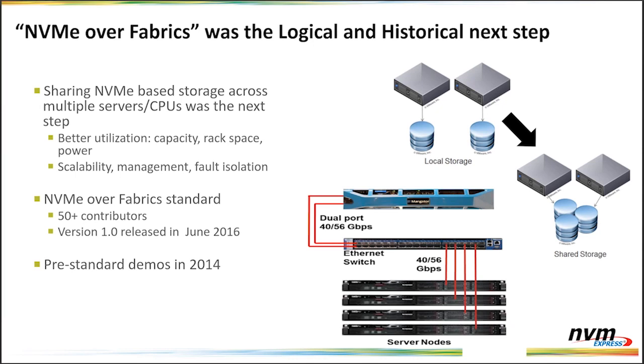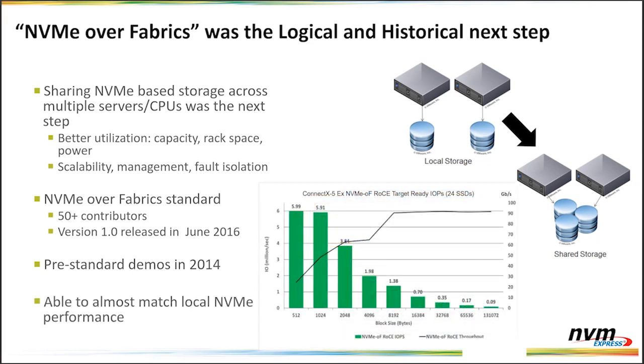This one was actually at the NAB show, the National Association of Broadcasters show in Las Vegas in 2015. Even though the storage is now on the other side of the network with NVMe over Fabrics, the performance is very close to local NVMe performance. And this chart shows this using straight open source Linux NVMe over Fabrics software on both the initiator and the target that was released with version 1 of the standard.